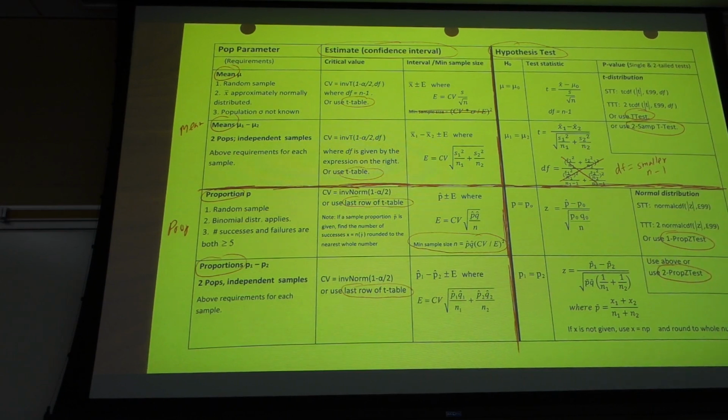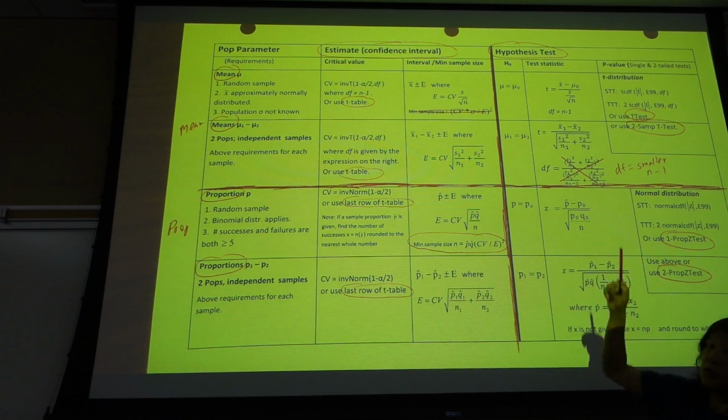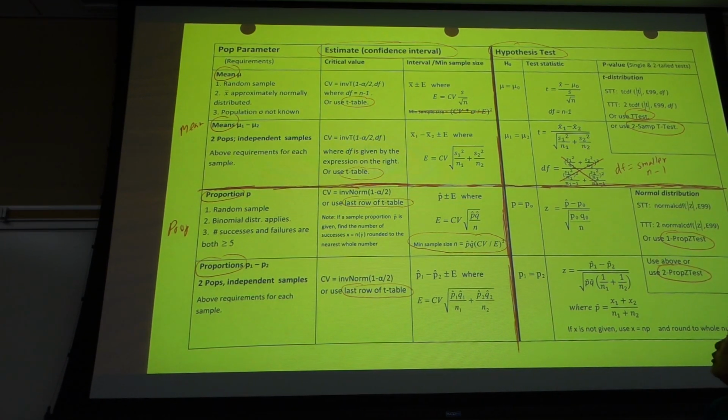And then for hypothesis tests, these are helpful, the H naughts. So mu equals mu naught, p equals p naught. For two proportions or two means, as we'll see later, it's p1 equals p2 or mu1 equals mu2. And then how do you find the test statistic? These are the formulas which you may not use, but you will need the calculator functions. So it does tell you the calculator functions which you can use to find the p-value and the test statistic.